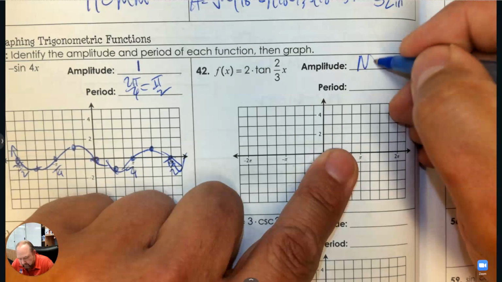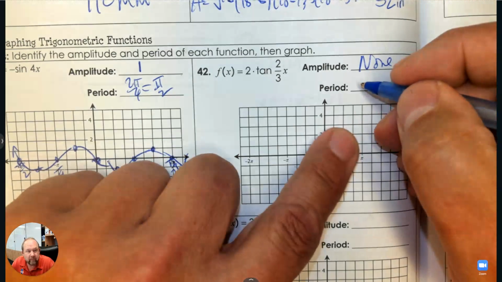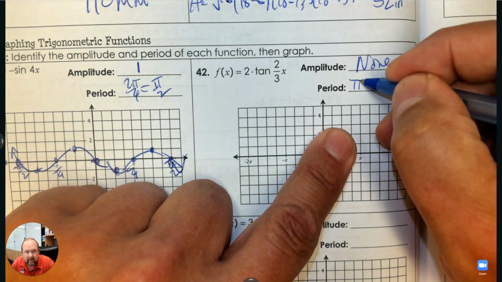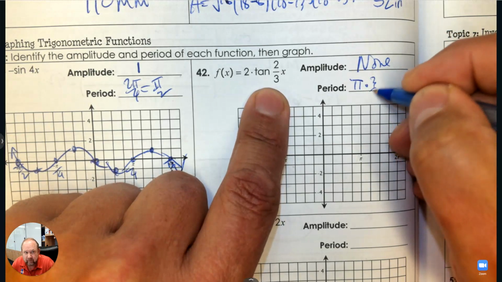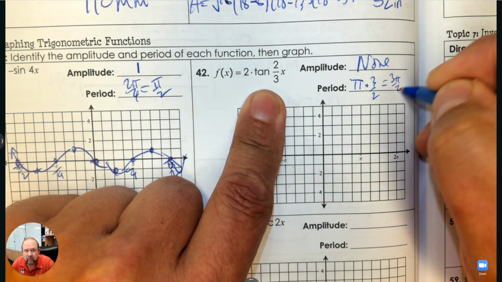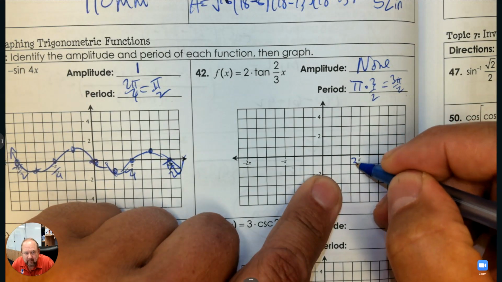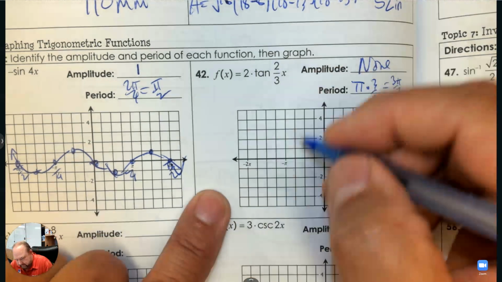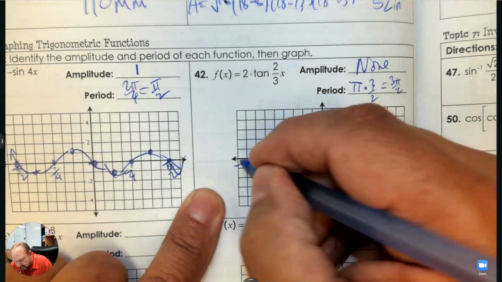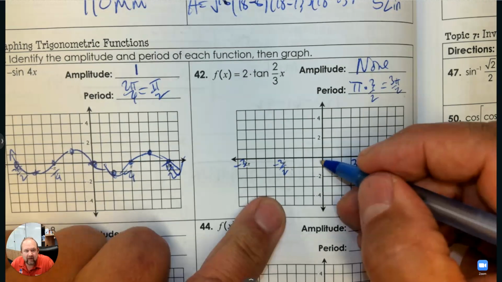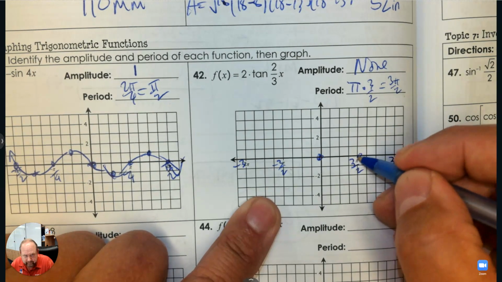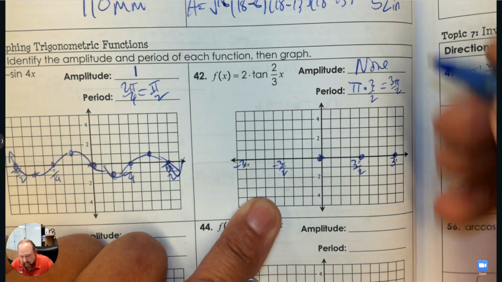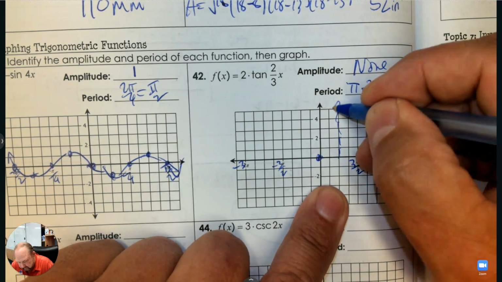We have no amplitude for tangent. The period is pi divided by 2/3, or times the reciprocal, so it's 3 pi over 2. So the second one is going to be 3 pi over 2, and then double that, so 3 pi at the end. Same thing here, -3 pi over 2 and -3 pi.